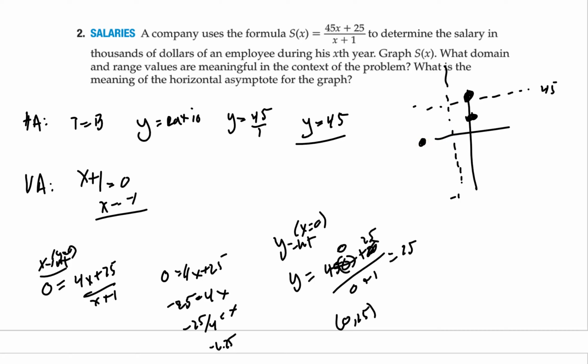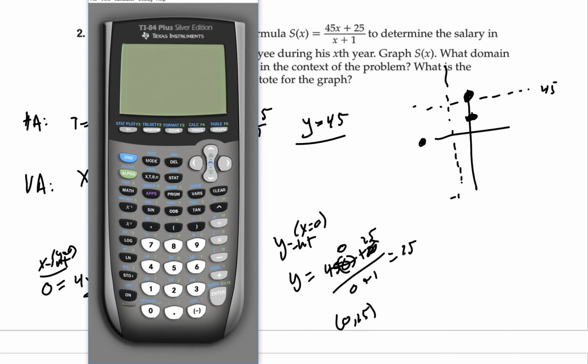So, as always, let's graph this. Turn it on. Y equals 45x plus 25 over x plus 1. Hopefully it's like, oh, it's easy now. Graph it. And you get this, you're like, I don't see anything. Well, that's how calculus works sometimes. It's going to be a little funky.